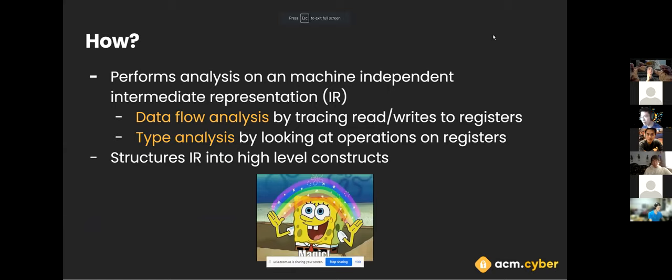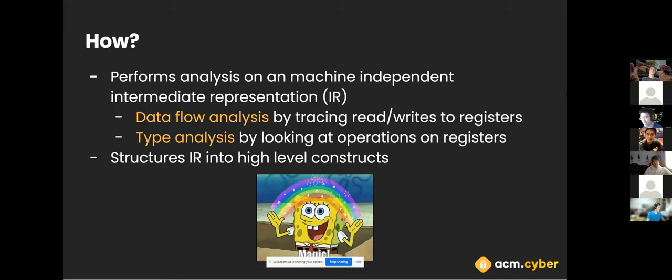So how does it do this? Well, the decompiler basically just performs analysis on the machine independent intermediate representation. It starts at the entry point of the binary, and it does a data flow analysis. So basically, it traces the reads and writes to the registers, and infers information from that. Then it also does type analysis, where by looking at the operations on the registers, they can infer what types variables are. And so through these kinds of analyses and a little bit of magic, we are able to structure the intermediate representation into higher level constructs.